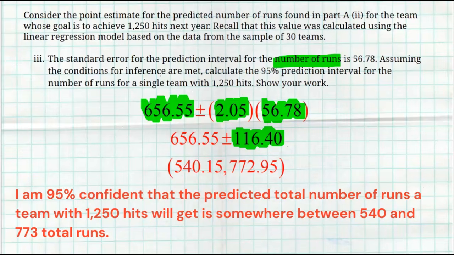So I'm 95% confident the predicted total number of runs for a team that has 1,250 hits will get is somewhere between 540 and 773 runs. So this interval is for the total number of runs we predict for a team that gets 1,250 hits. The previous interval was for the mean. If we took all the teams that had 1,250 hits and we got their mean, what would that be? So again, a little bit different in what we're talking about there. So make sure that makes sense.